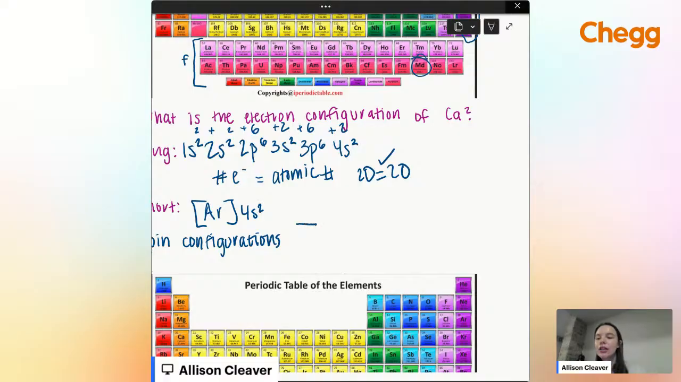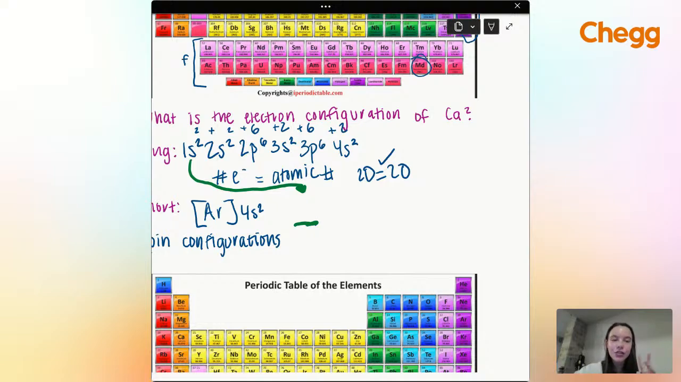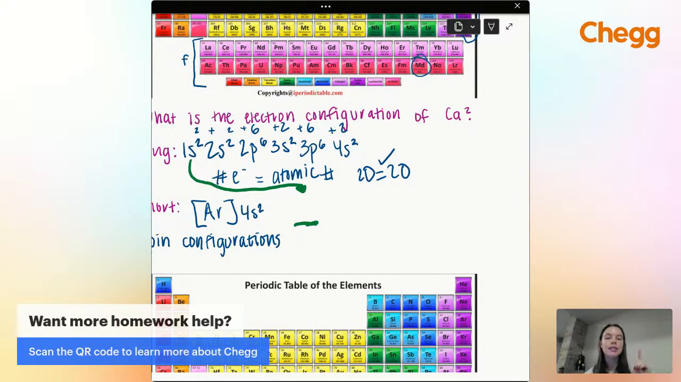But I would start by directly matching them up to my long configuration. So let me change colors so that we can better see this. I have a 1s2 right here. S has only one subshell, and each subshell holds 2 electrons. So s has 2 electrons, 1 subshell. The subshell is represented by this line. So the s would have 2 arrows, each in opposite spins. A rule of these spin configurations is that each electron in a subshell has an opposite spin. So we have an up arrow and a down arrow, and that represents 1s2.